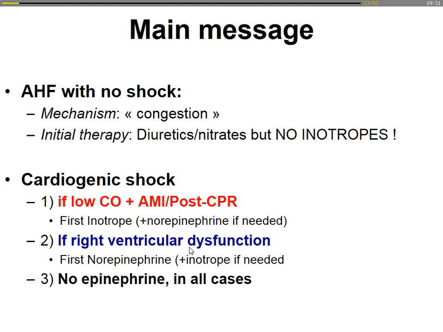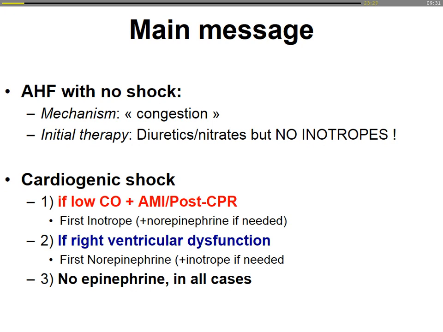I will show you the last recommendation on acute right ventricular dysfunction, where the first agent to use is norepinephrine, just to make a difference between right and left dysfunction and cardiogenic shock, because some people may be confused and think that cardiogenic shock should be treated the same way.